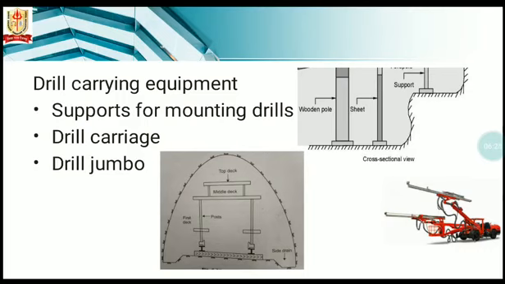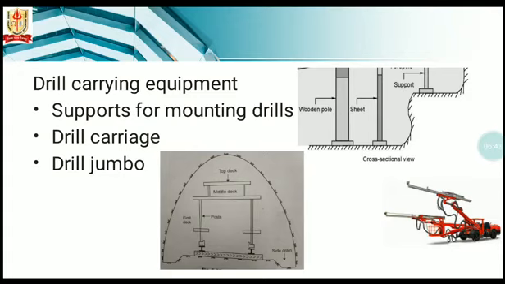Next is drill carriage. These are portable carriages used for carrying drills mounted on its cradle. They are provided with a wheeled base and struts to hold the position, as shown in the figure. They are used for drilling small and medium sized tunnels.